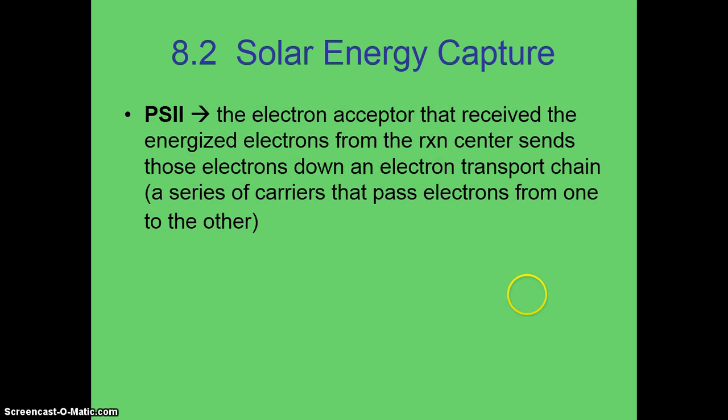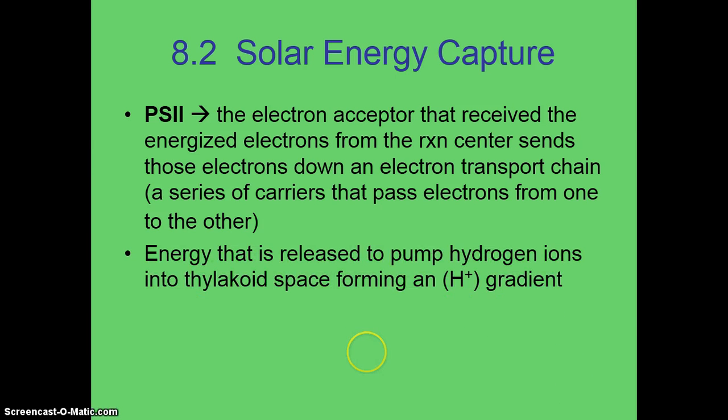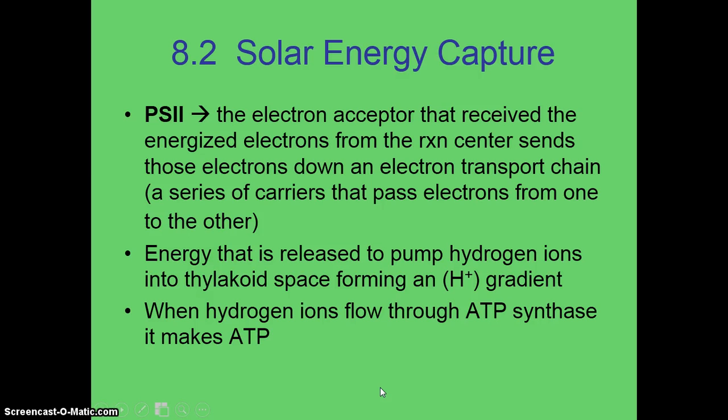In photosystem 2, the electron acceptor that receives the energized electrons from the reaction center sends those electrons down an electron transport chain. We talked about an electron transport chain being very productive in cellular respiration. So you know that an electron transport chain is a series of carriers that passes electrons from one to the other. The energy that is released pumps hydrogen ions into the thylakoid space to form the hydrogen ion gradient. And when the hydrogen ions flow through ATP synthase, it turns ADP and phosphate into ATP.